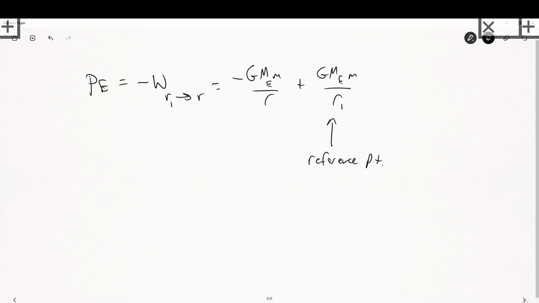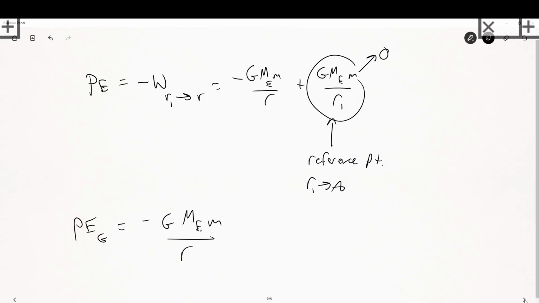The normal practice when you're dealing with the force of gravity is to set your reference point at infinitely far away from the planet. And so if we do that, if we take the limit as R1 goes to infinity, then this expression would go to 0, and then we get the potential energy due to the gravitational field. It's just negative G m_e m over r.